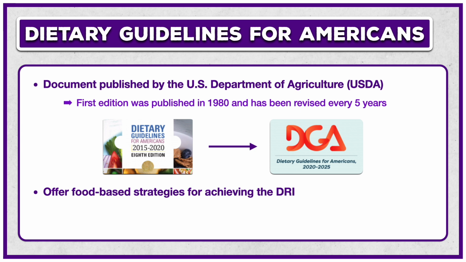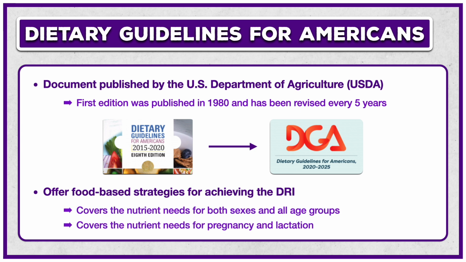Put simply, the Dietary Guidelines for Americans offer food-based strategies for achieving the DRI. In other words, it takes recommendations from the national academies like the RDA and the AMDR. Then, it presents them in the context of food and beverage selections to satisfy the recommendations. The dietary guidelines cover the nutrient needs of both sexes and all age groups. It also covers the nutrient needs for pregnancy and lactation.